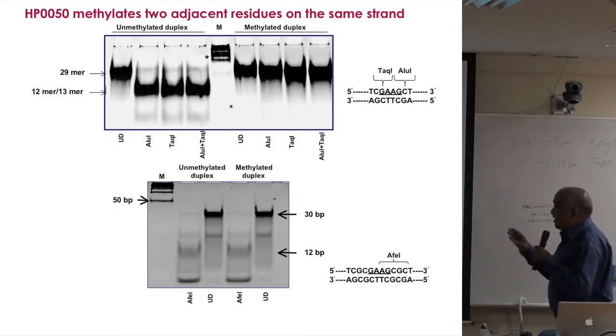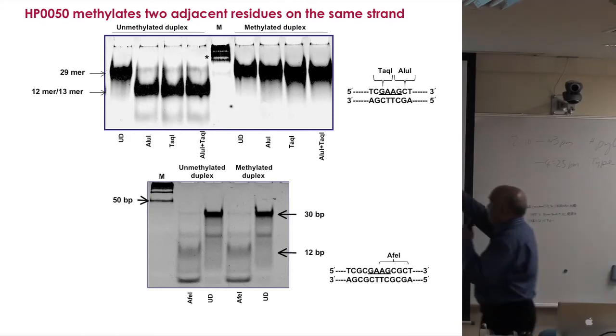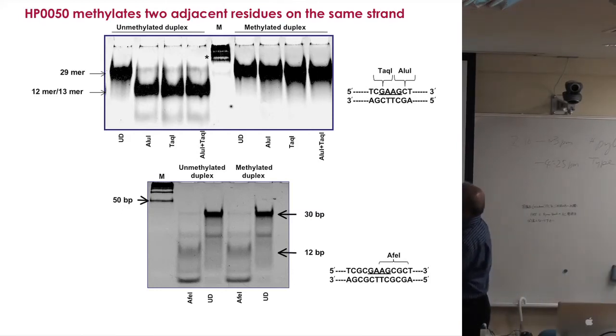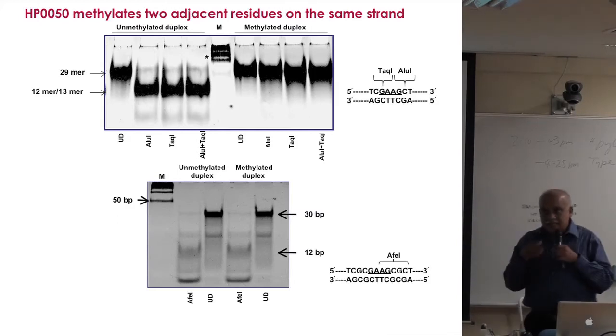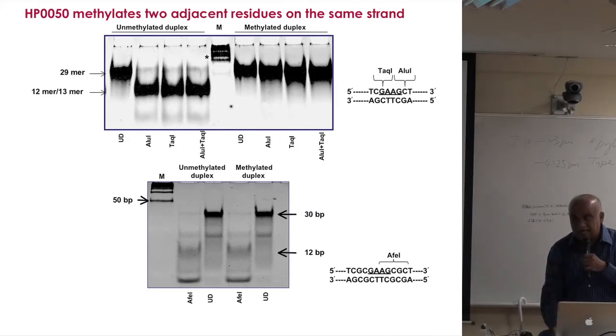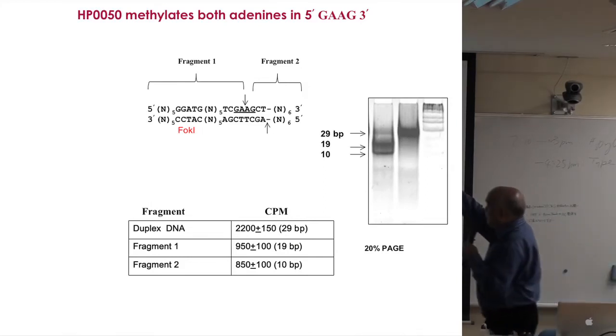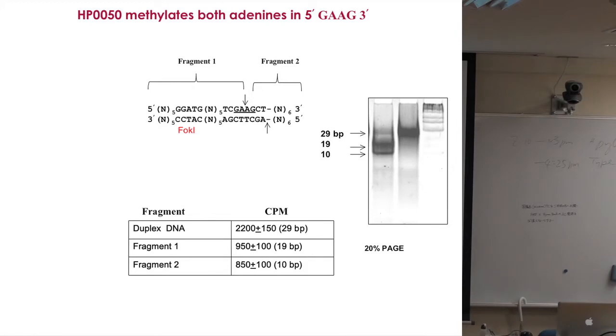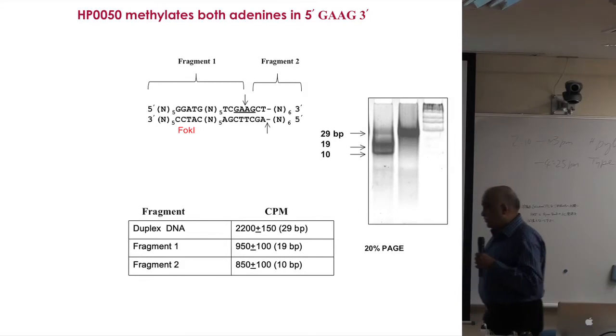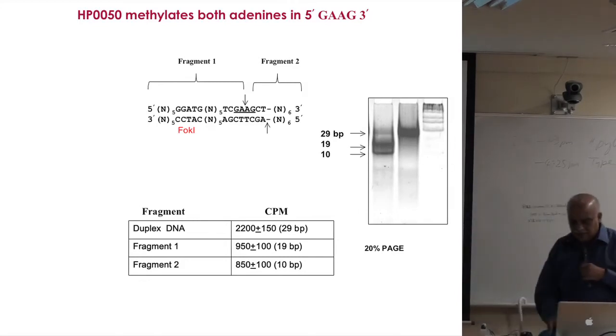Now here's an example of how you do this experiment. You take an oligonucleotide with this sequence. One half of it corresponds to TaqI and one half corresponds to AluI. And you methylate it, both are methylated, then you can't cut by TaqI and AluI. And that is how he analyzed these fragments and showed that this enzyme can methylate both the adenine residues. And that is what it is here. So this methylates both the adenines, and then he actually cut it here, making fragments, and you can count by radioactivity incorporation of methyl groups that you have counts in both fragments.